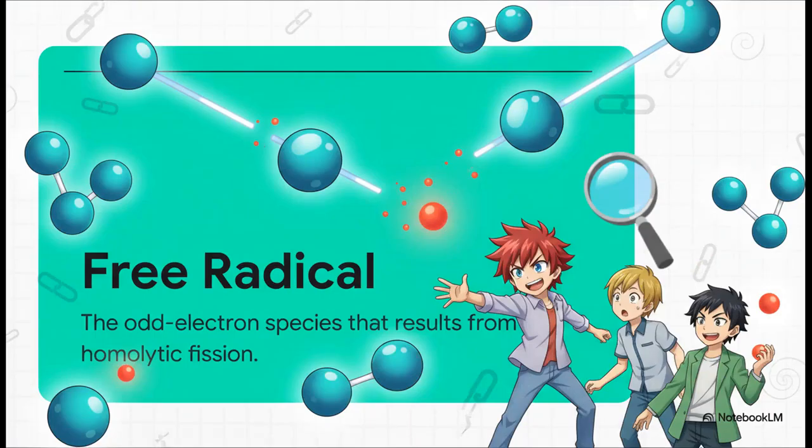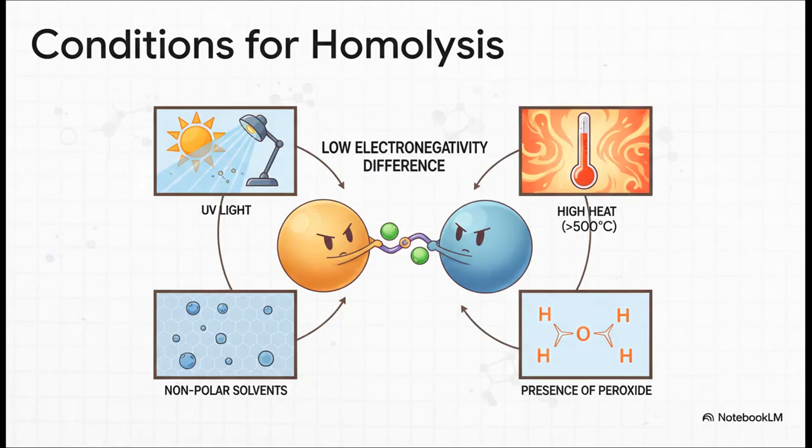So what do we even call these things with the single dot? They're not ions, right? Because there's no charge. They're actually neutral species with this unpaired electron, and we call them free radicals. And because of that lonely, unpaired electron, they are incredibly reactive, always on the hunt for a new partner. So what kind of conditions make this even split more likely? Well, it usually happens when the two atoms have a really similar pull on electrons. That's a property called electronegativity. So when that pull is evenly matched and you add a big jolt of energy, like super high heat or some UV light, the bond is way more likely to snap symmetrically.